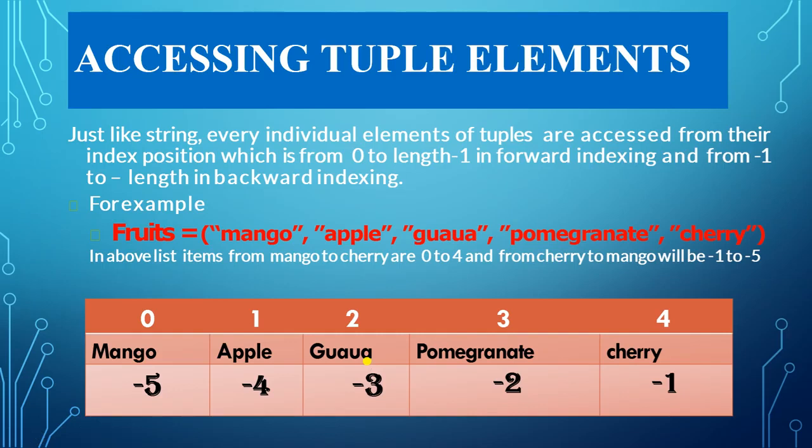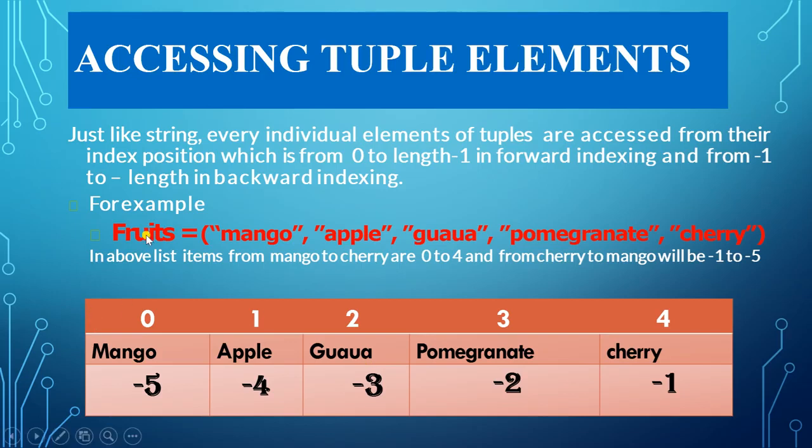Now first is accessing tuple elements. Just like string and list, every individual element of a tuple is accessed from its index position. You know what is index? Whatever the tuple is, the index always starts from 0 to length minus 1, that is the forward indexing, and from minus 1 to minus length, that is the backward indexing.